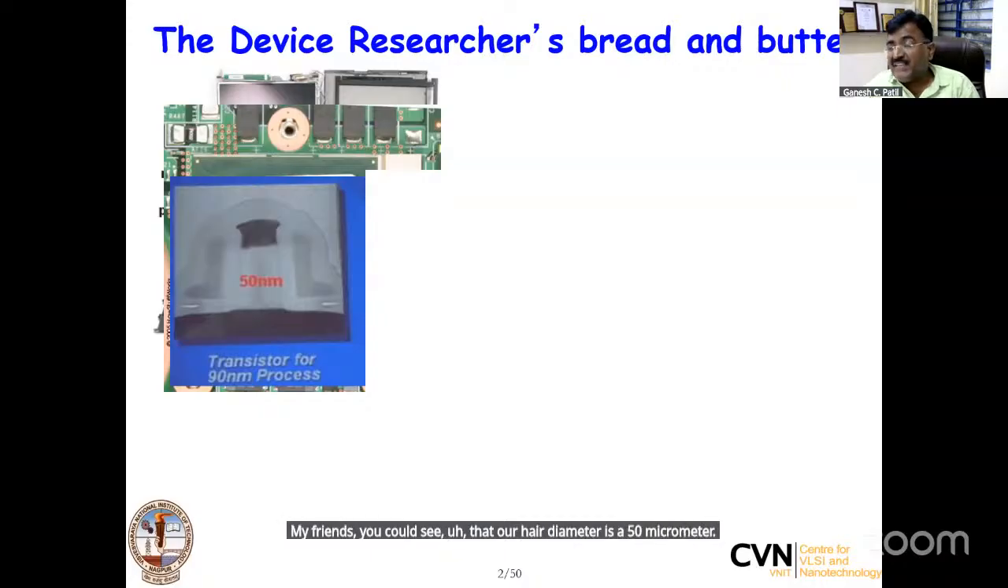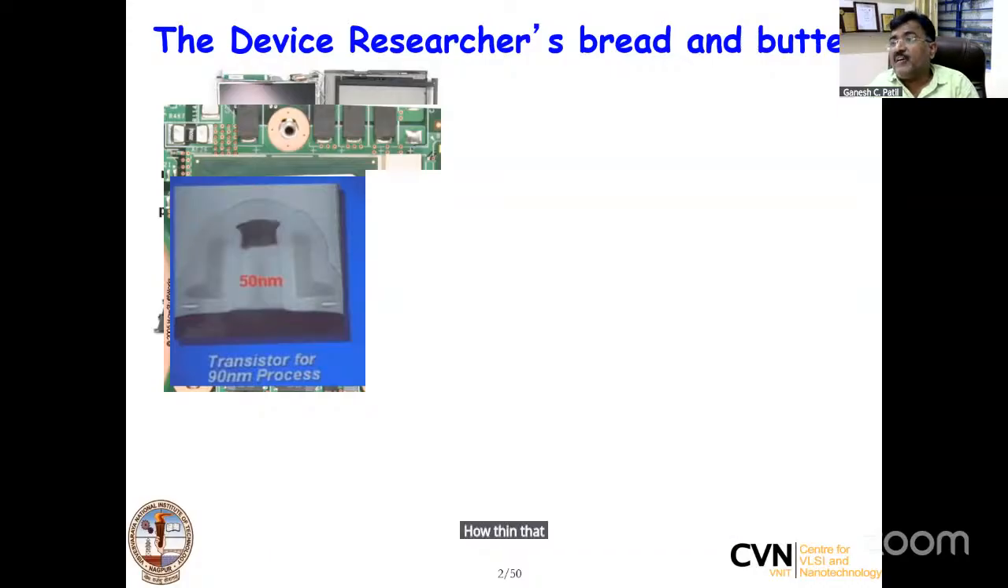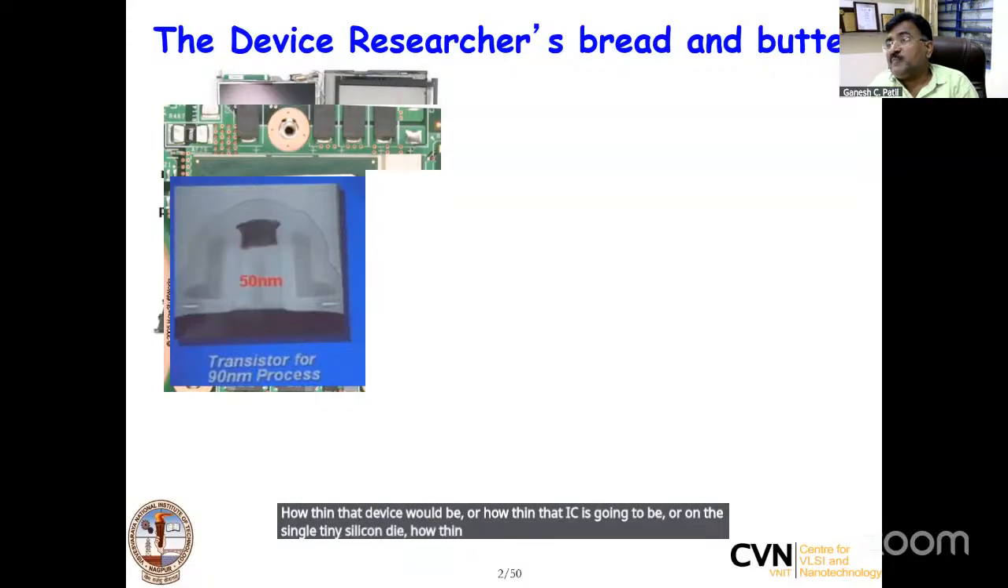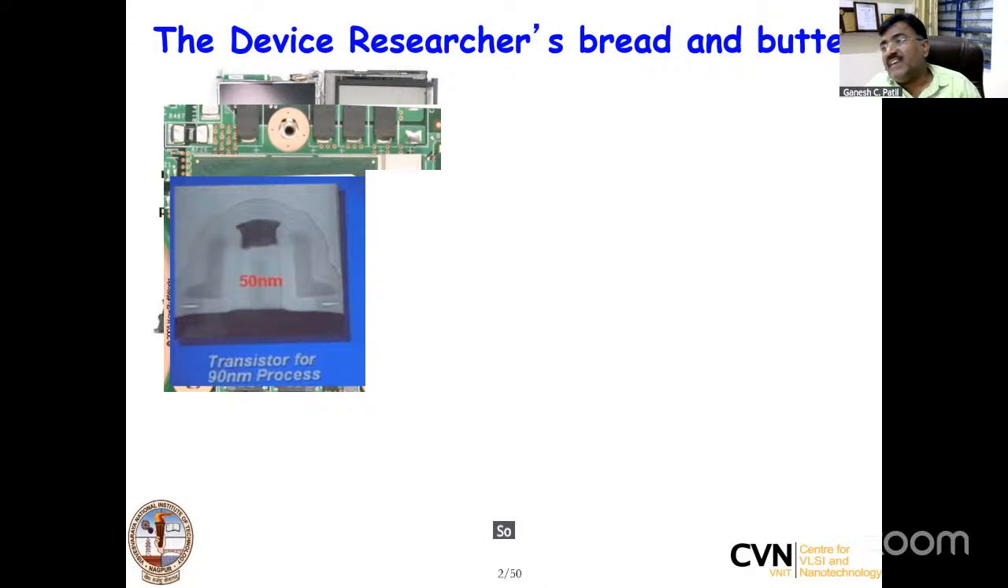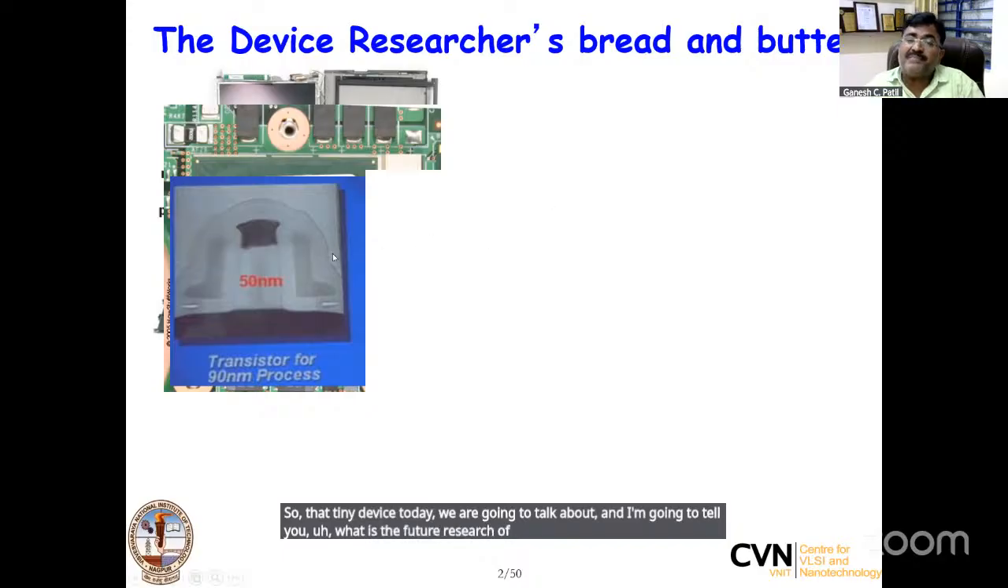You could imagine our hair diameter is 50 micrometers, and when we talk about nanometers, that is 1,000 times less than this. How thin would that device be, or how thin would those ICs be, or on a single tiny silicon die, how thin would the devices be which we are integrating in our semiconductor integrated circuits as well. So that tiny device is what we are going to talk about today, and I'm going to tell you what the future research of this device is.